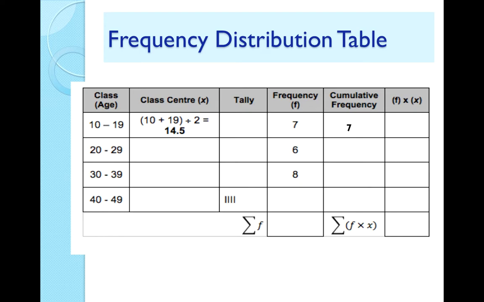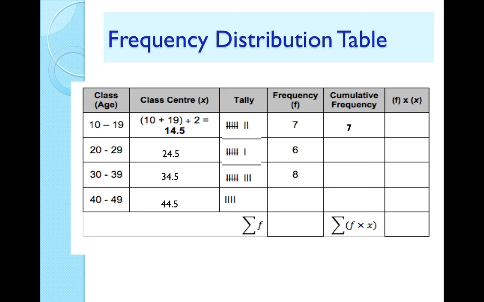When working with a frequency distribution table for group data, we need to include a class center column. We calculate this class center by adding the lower and the upper boundary of the class and then dividing the answer by 2. And we do that for every row. 20 plus 29 is 49, divided by 2 is 24.5. Continue that for the rest of the table.